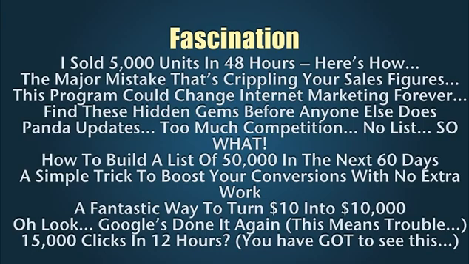Find these hidden gems before anyone else does. Wow. Panda updates. Too much competition. No list. So what? How to build a list of 50,000 in the next 60 days. Wow, I can have 50,000 people on my list. A simple trick to boost your conversions with no extra work. Again, something that gives you that wow factor, that fascination factor. A fantastic way to turn $10,000 into $10,000. I'm sorry. A fantastic way to turn $10... Tongue twister. A fantastic way to turn $10 into $10,000.